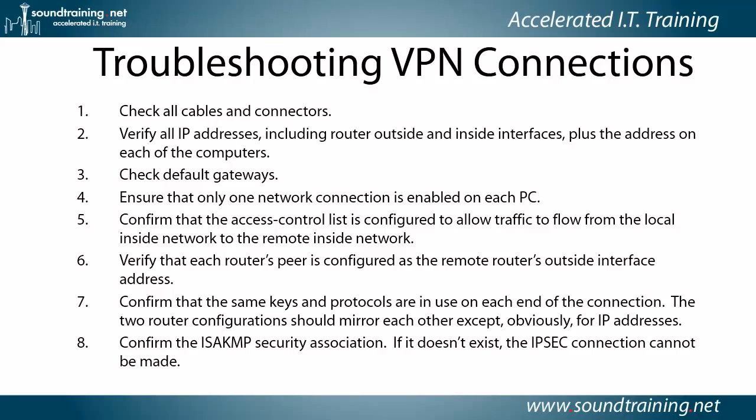Confirm that the access control list is configured to allow traffic to flow from the local inside network to the remote inside network. Remember, it's inside to inside. Verify that each router's peer is configured as the remote router's outside interface. Remember, peers are outside to outside. Confirm that the same keys and protocols are in use on each end of the connection. The two router configurations should mirror each other, except obviously for your IP addresses. So just audit them and make sure that you're using AES on both ends, or MD5, or triple DES, or whatever it is, that you're using the same hashing algorithms and encryption technologies on both sides.